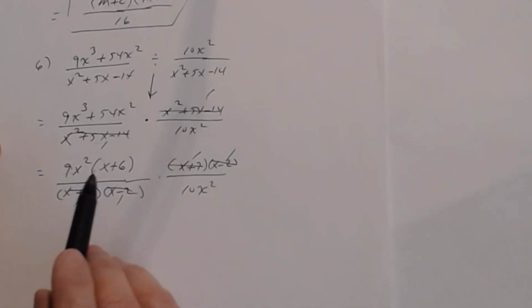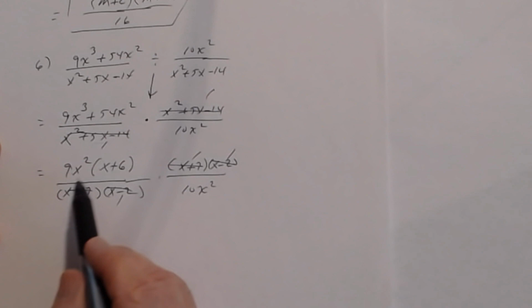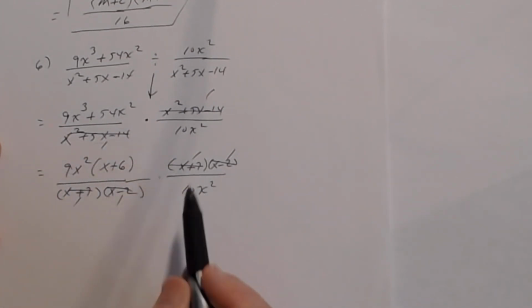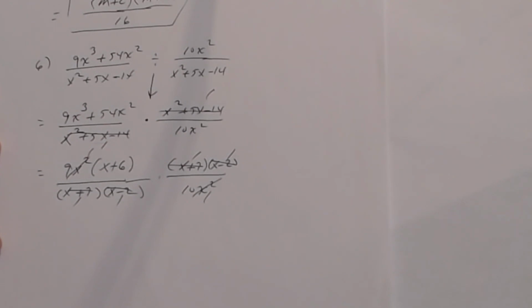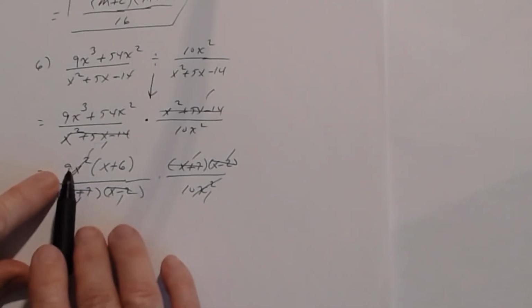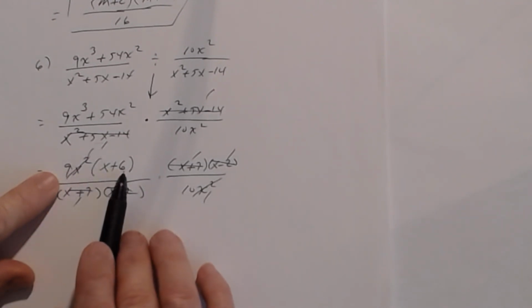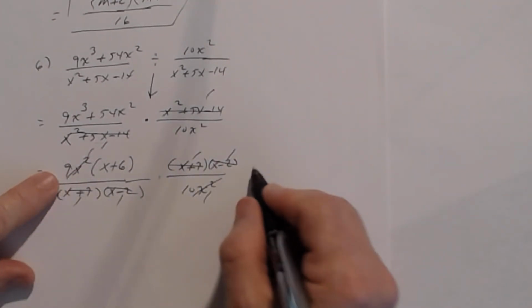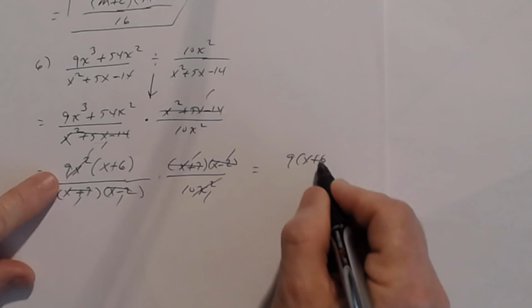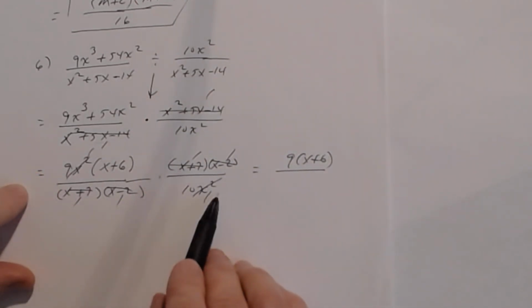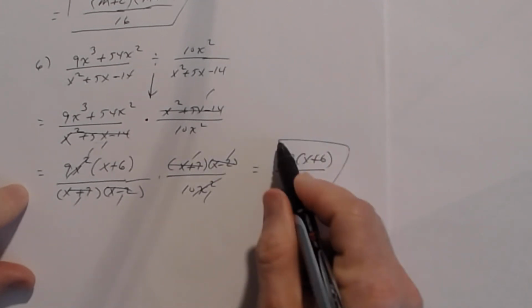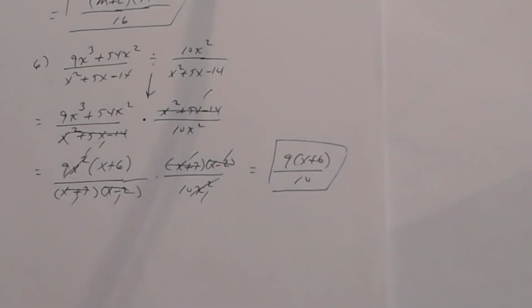So when you factor, you notice the factors divide out as well. But I want you to notice this. We're not done reducing because see this x squared here? That reduces with this one. So those divide out. And it looks like that's all you can do. So your answer is going to be 9 times x plus 6 times 1, so that's 9 times x plus 6, divided by 1 times 1 times 10 times 1 is 10. All right, so that's number 6.